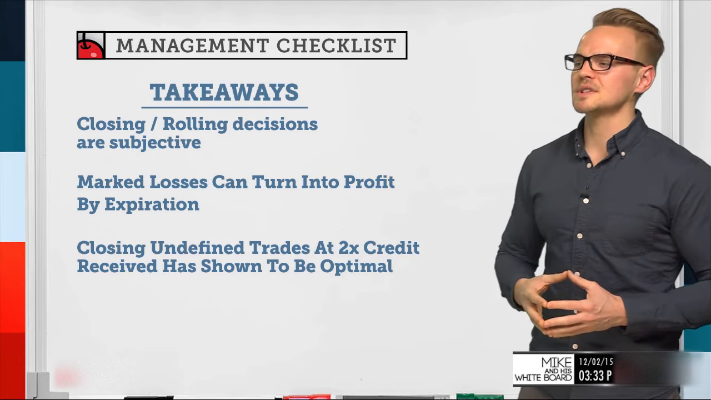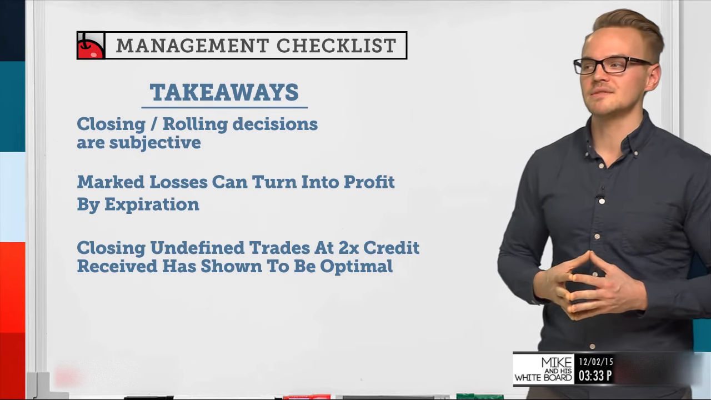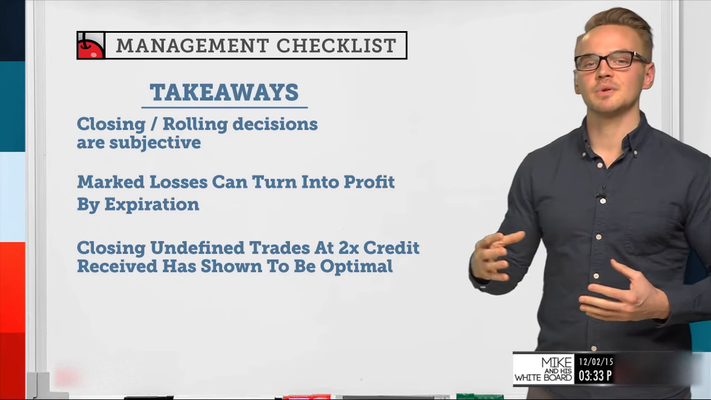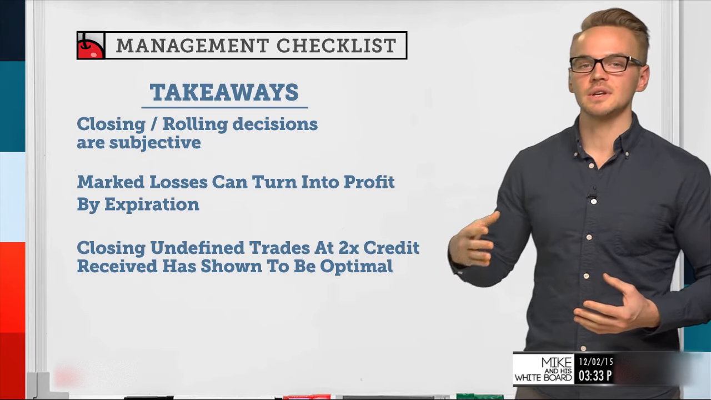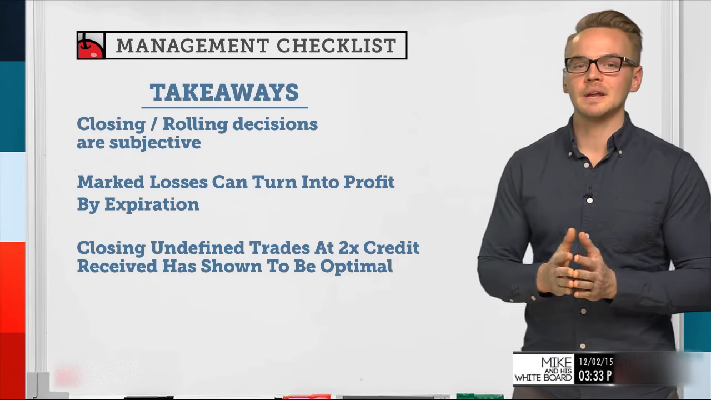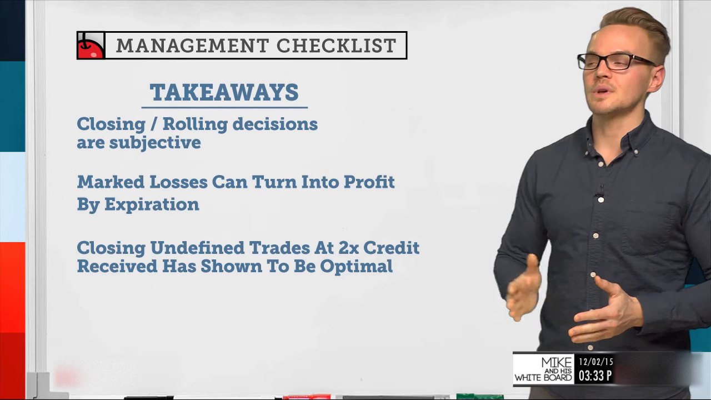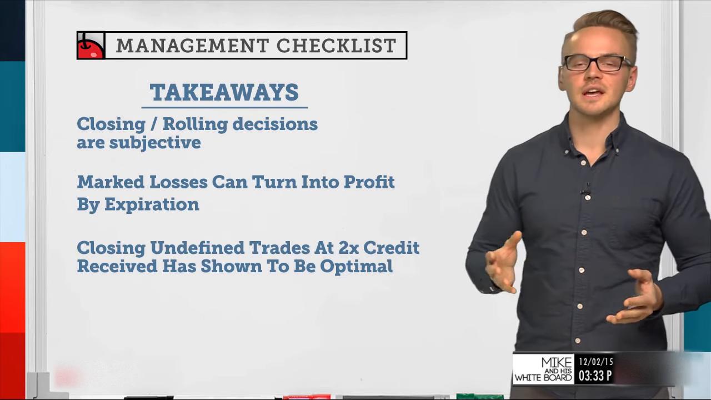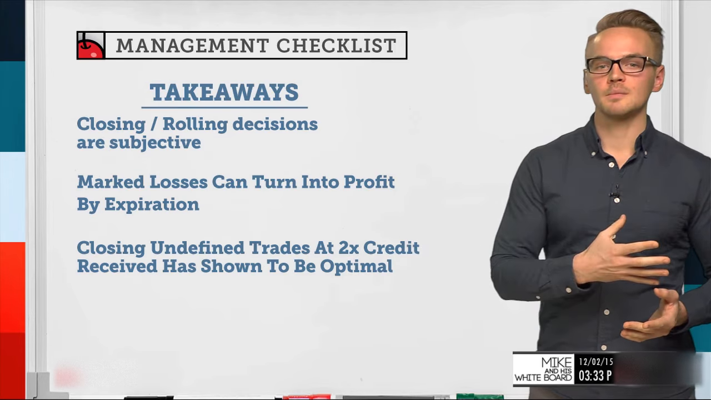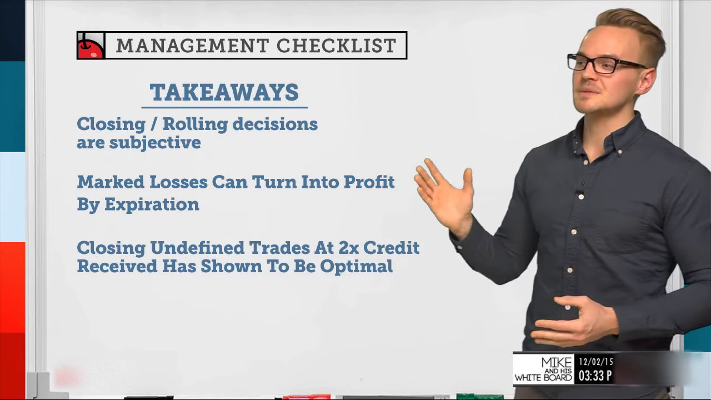And lastly, closing undefined trades at 2x credit received has shown to be optimal in terms of wanting to close the trade as opposed to rolling it continually into perpetuity. So if I want to close a trade at some point in time and I want to establish a mechanic, we did have a market measures that showed that closing at 2x credit received was the most optimal over a number of occurrences. So this has been the management checklist.